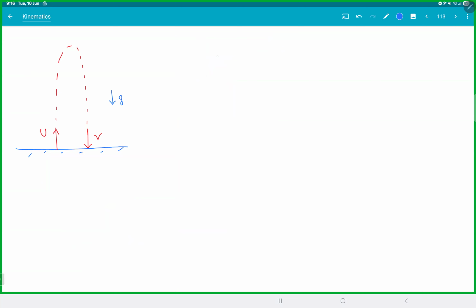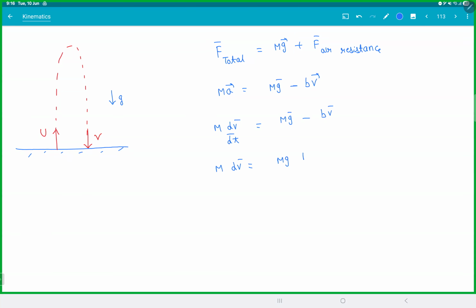So the net force on this particle is what? When it is going up or coming down, the force will be mg. So the net force, F total, will be mg bar plus the air resistance. That's your total force. Total force is mass into acceleration, Newton's second law. This will be mg bar minus bv bar. What is acceleration? dv bar by dt. So this is mg bar minus bv bar equals m dv bar by dt. Send the dt that side. This will be mg dt minus bv dt.